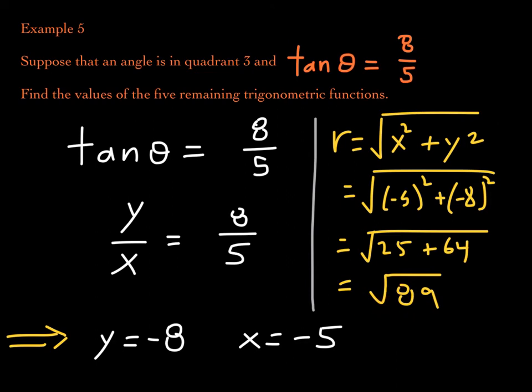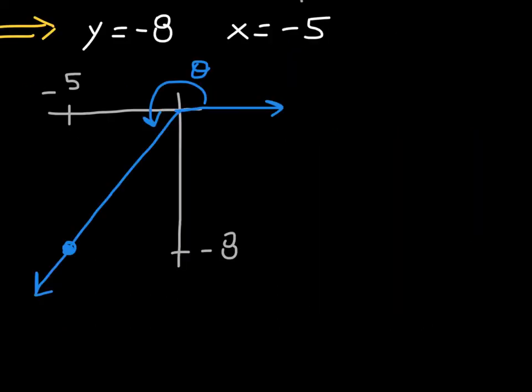Let me give you a picture of what we have going on so far. Remember, x is negative 5 and y is negative 8. So negative 5, negative 8. And this is your r value, which is the square root of 89. I can draw the perpendicular to the x-axis, so then we have this triangle here. This is your x value, this is your y value, and this is your r value. Okay? So that's what we have in this problem.